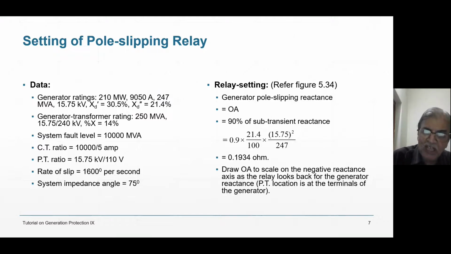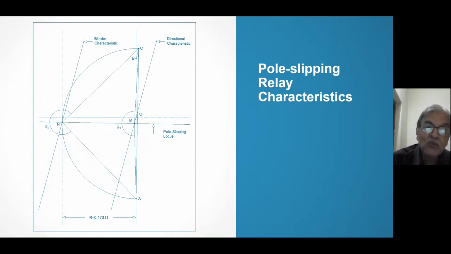So you have to draw this diagram to scale. Please remember that. Plot this diagram to scale. OA is 19.4. Then next, what do you have to plot?